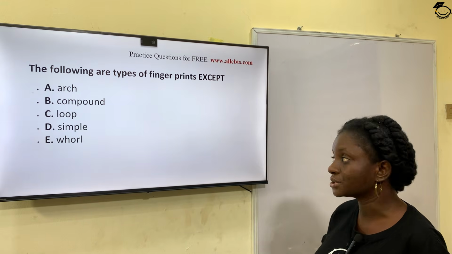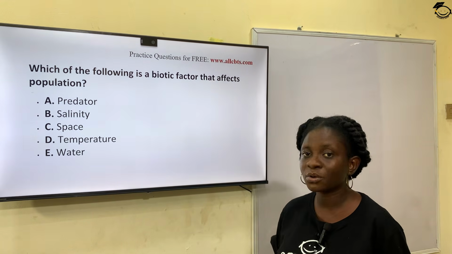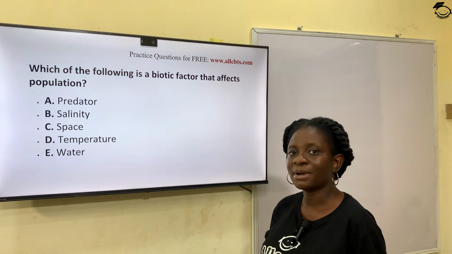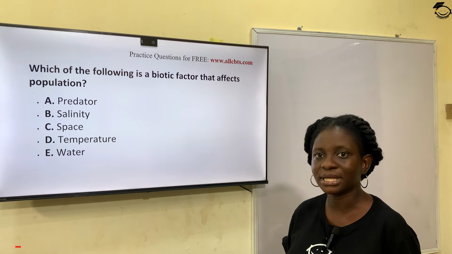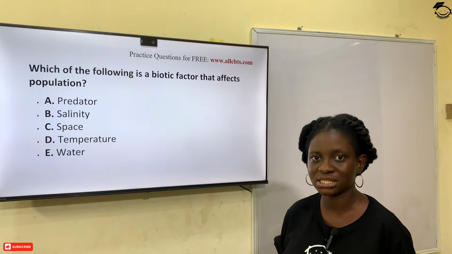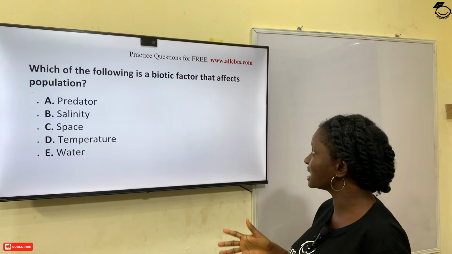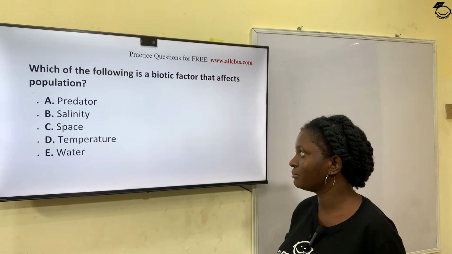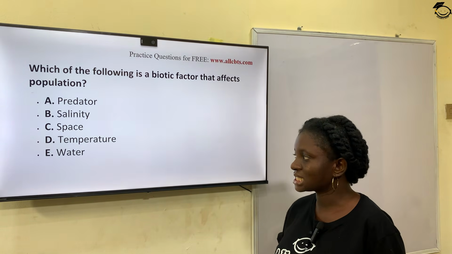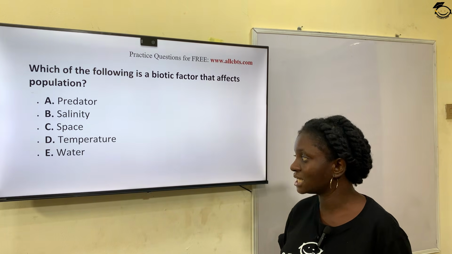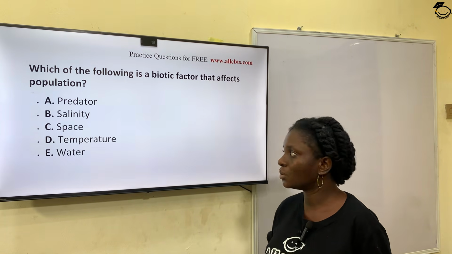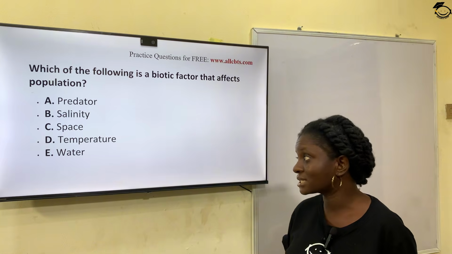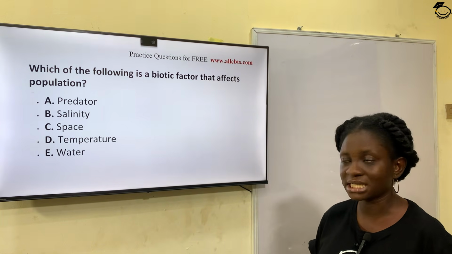The next question: which of the following is a biotic factor that affects population? A biotic factor is known as a living component, while abiotic is a non-living component. So which of these is a living component that affects population? A, predator, B, salinity, C, space, D, temperature, E, water. The only living component here is predator. They feed on prey and they affect population size. So the correct answer is A, predator.